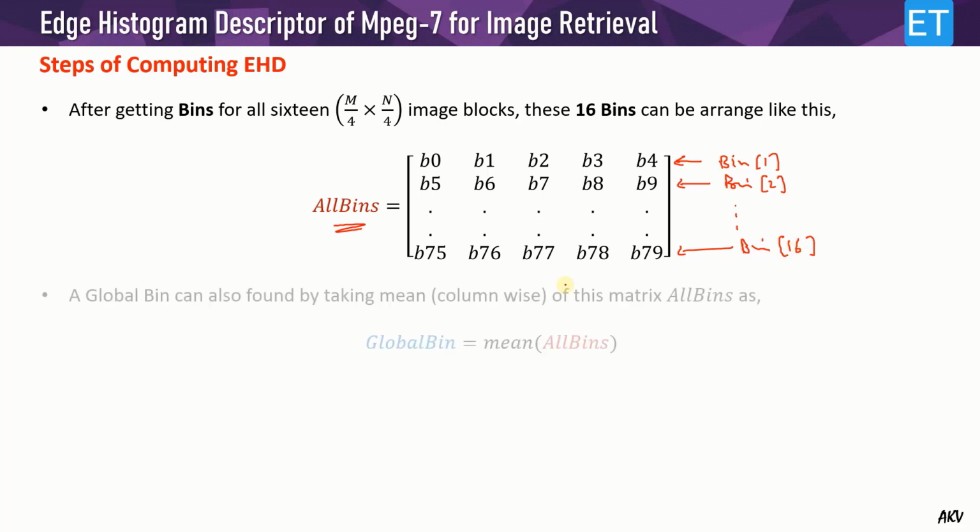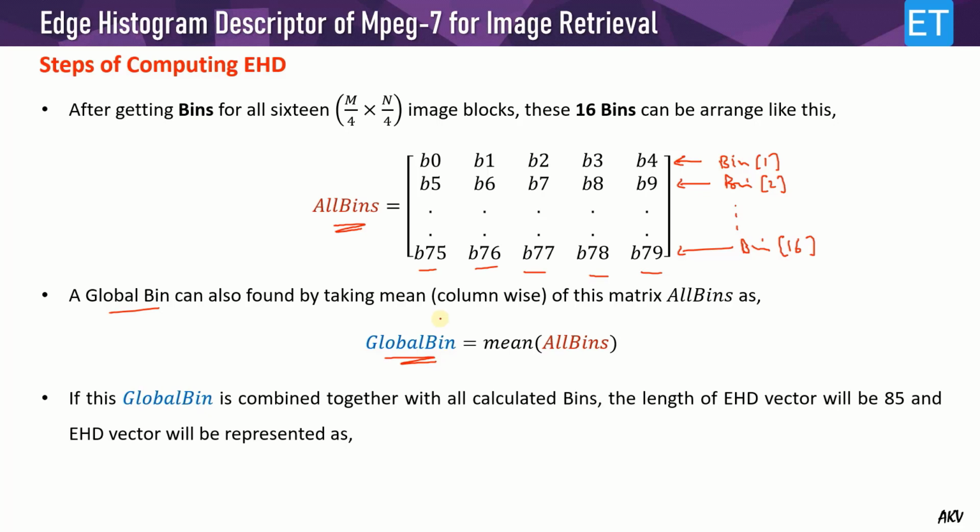Okay, so now we will find another important bin, which is known as the global bin. The global bin can be found by taking the column-wise average here. If we take the column-wise average, we again get 5 elements, and these 5 elements are known as the global bin. So the global bin is simply the average of all the bins.